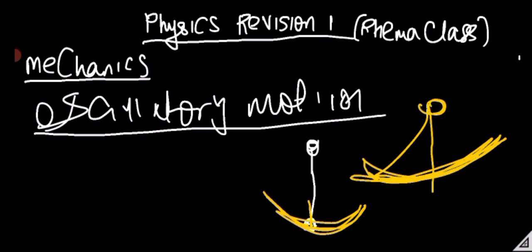This is an example of what we call an oscillatory motion. We studied oscillatory motion in detail in a topic called simple harmonic motion. I think I've already done those videos before, so if you want to watch them in detail, go to my last video. Another example is a spring.